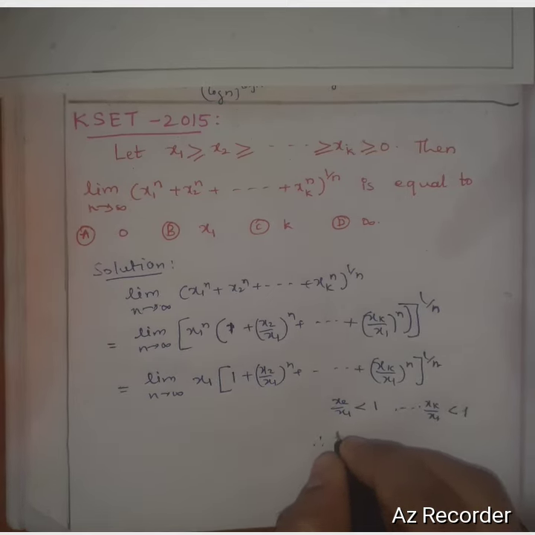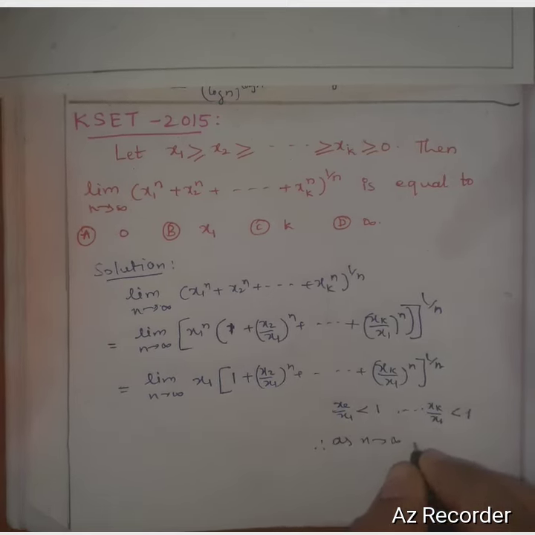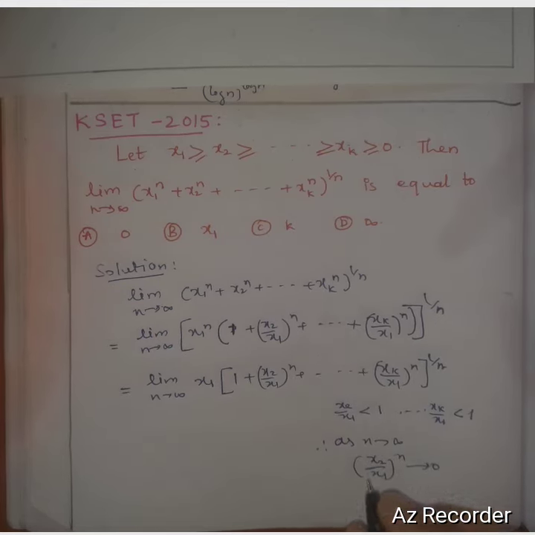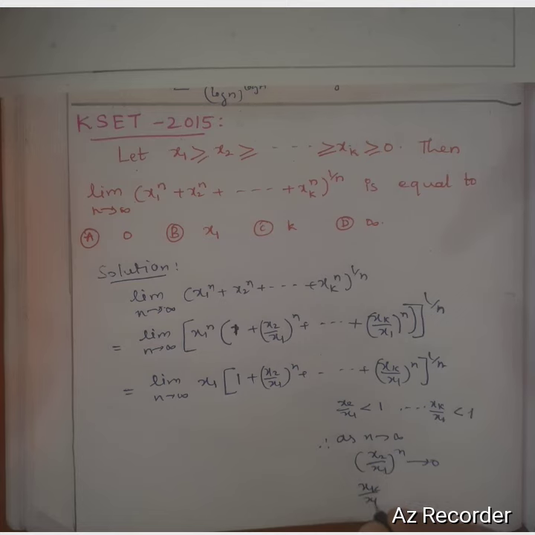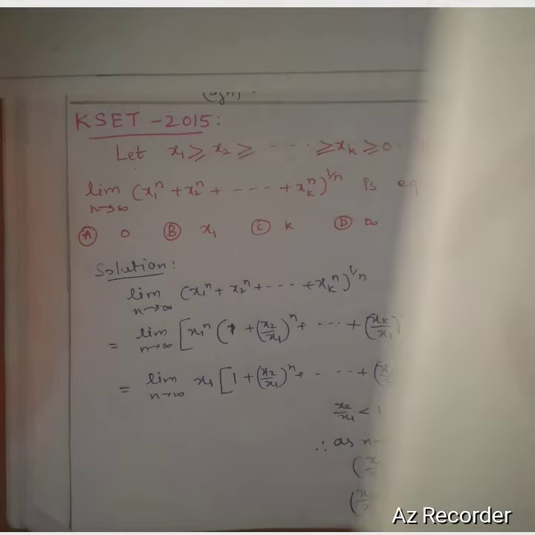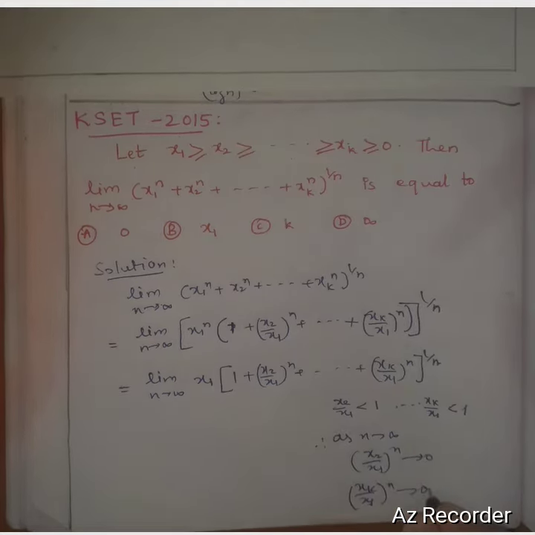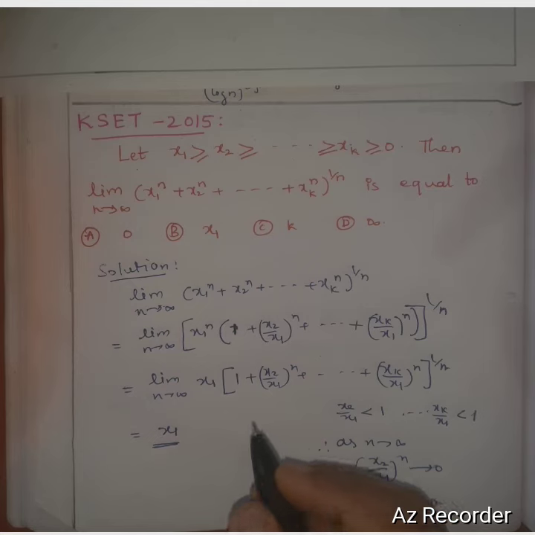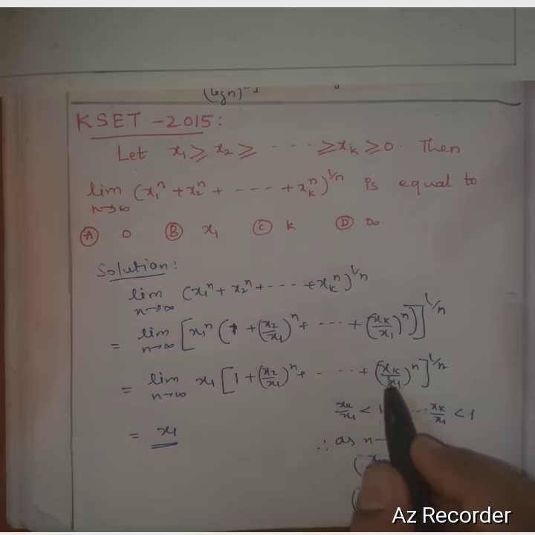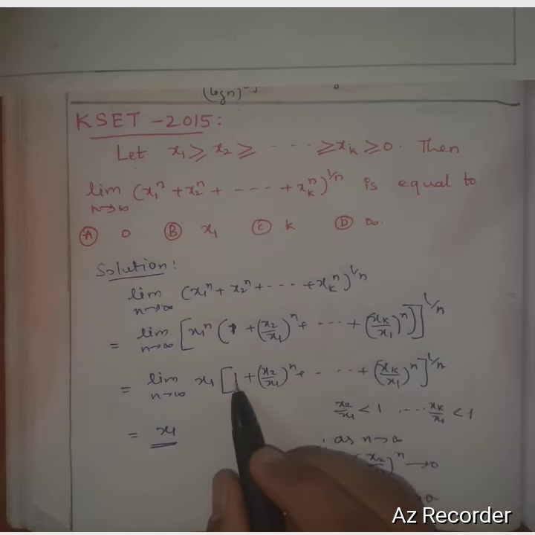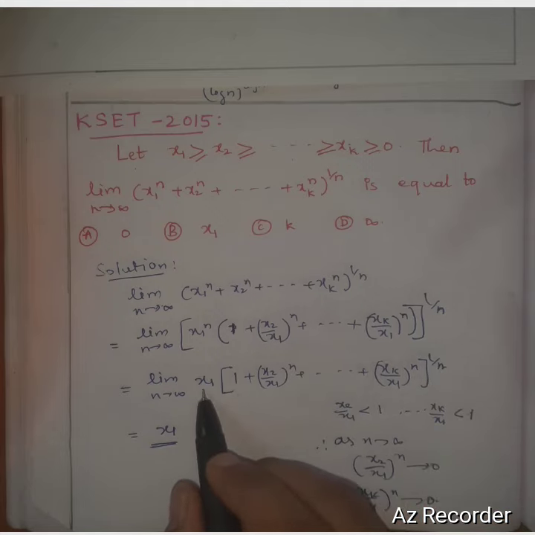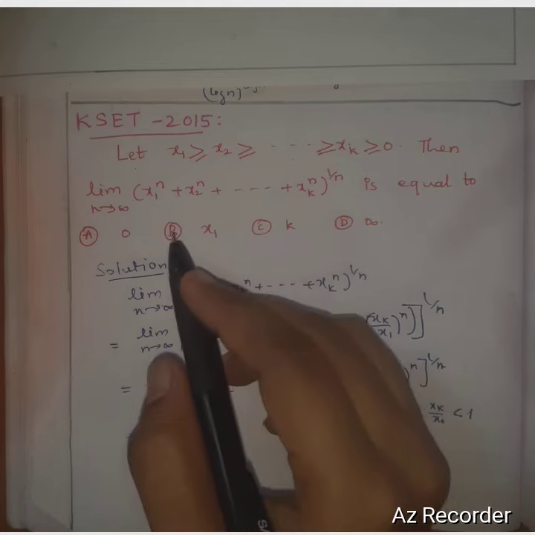Therefore, as n tends to infinity, (x2/x1)^n tends to 0. Similarly, (xk/x1)^n tends to 0. Therefore, this will be equal to x1. Okay, so this term tends to 0 and so on this term tends to 0. The remaining is 1^(1/n) as n tends to infinity will be 1, into x1. So therefore the option B is the correct one.